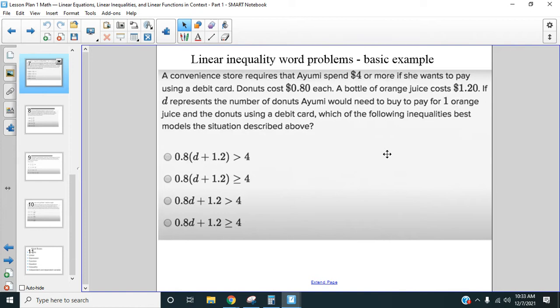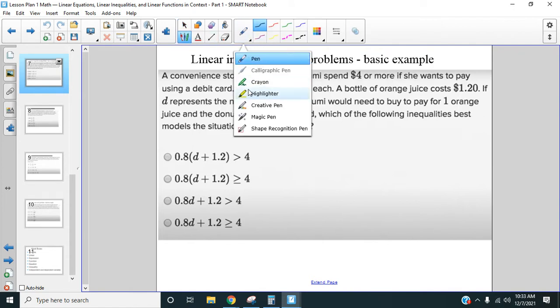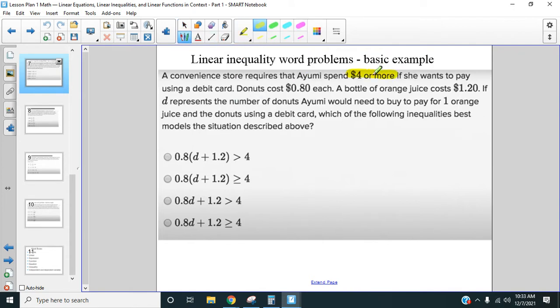Convenience store requires a Yumi spend $4 or more. I want to pause right there. So, $4 or more. Our brains sometimes have a hard time dealing with this and relating it to one of these symbols. But you notice all of these are some form of greater than. They all mean greater than 4. Some of them are greater than or equal to, but they're all at least greater than, because it says $4 or more. That means whatever this side is has to be at least 4.